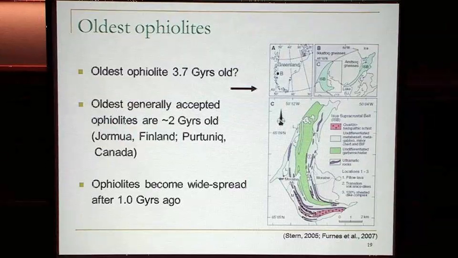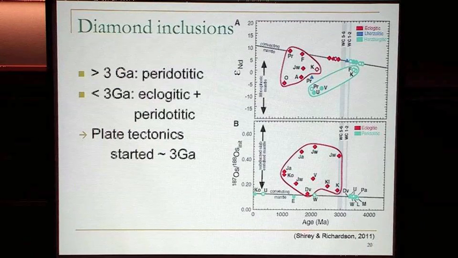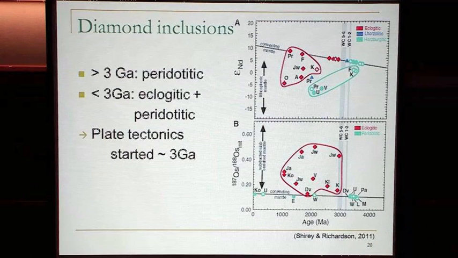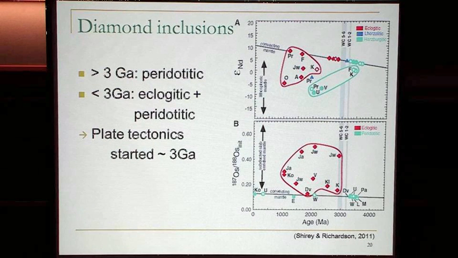of plate tectonics. Okay, this is a study by Shirey and Richardson from last year. They used diamond inclusions, so the little mineral inclusions sitting in diamonds and being shielded off from further evolution for a long time, ever since the diamond was formed. And interestingly, all the diamonds that have an age older than 3 billion years seem to have peridotitic inclusions. So the inclusions suggest this mantle material sitting inside the diamond. So no evidence for some kind of plate tectonics there.